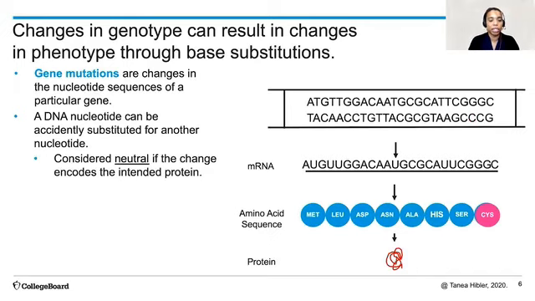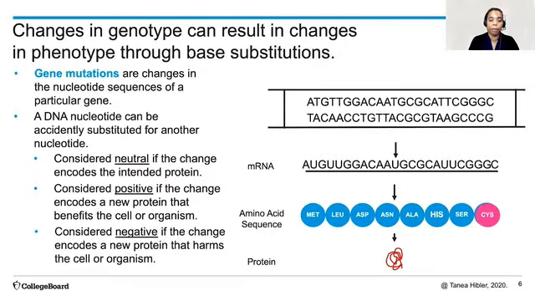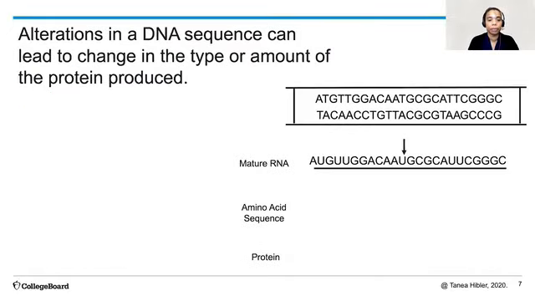These changes can be considered neutral if the change encodes the intended protein. They can be considered positive if the change encodes a new protein that benefits the cell or the organism, or they can be considered negative if the change encodes a new protein that harms the cell or the organism. Alterations in a DNA sequence can lead to change in the type or amount of the protein produced.